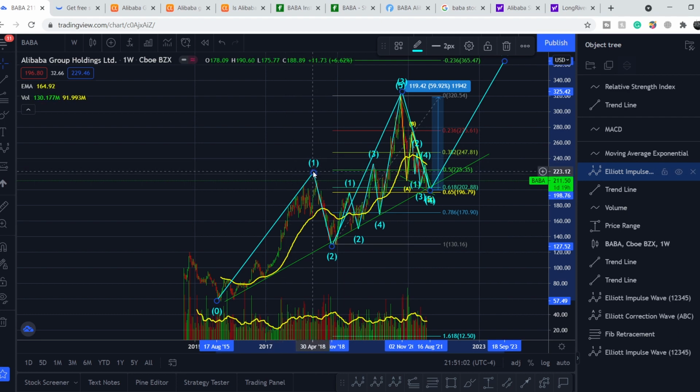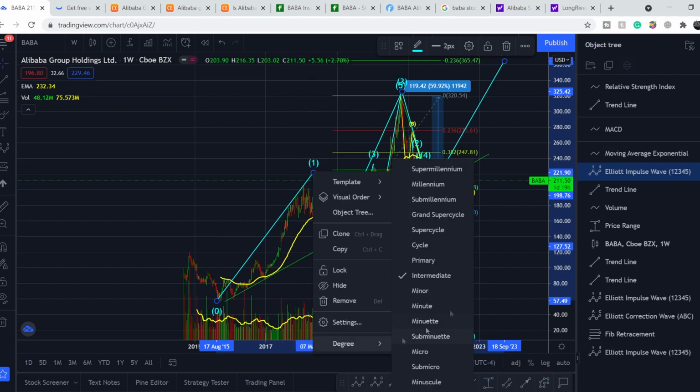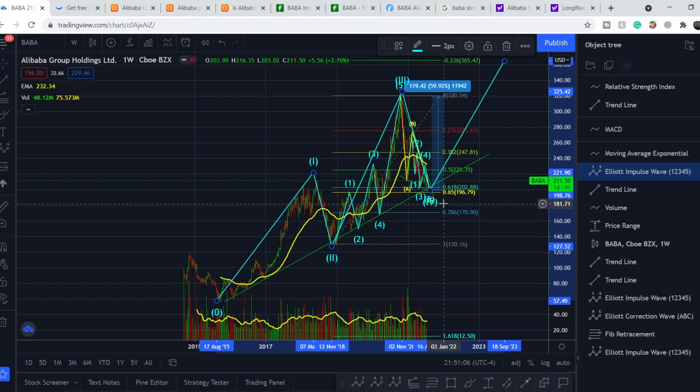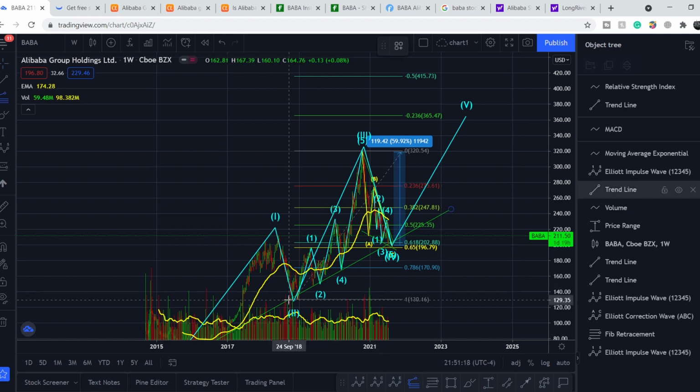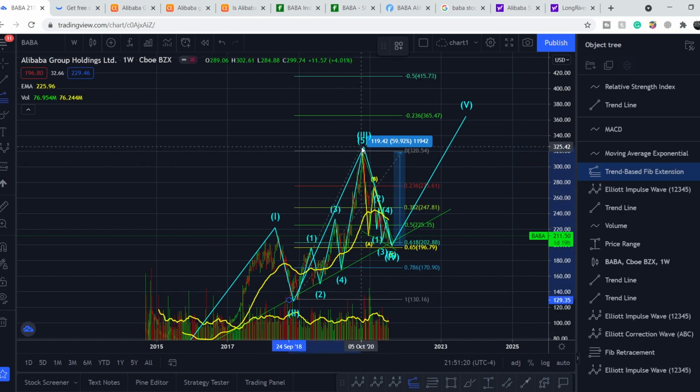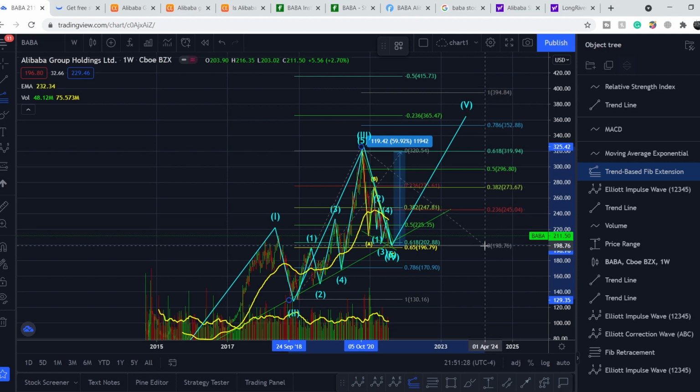So let's upgrade the scale a little bit. It will be a super cycle. And we have to land the top of our 5th wave. To project these targets, I pulled the Fibonacci extension tool from the bottom of the 3rd wave, to the top of the 3rd wave, and to the bottom of the retracement. So far we have this level as our lowest point.